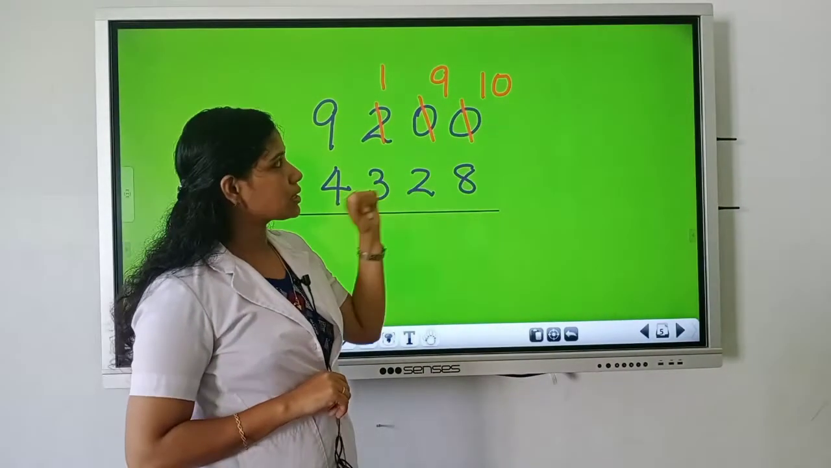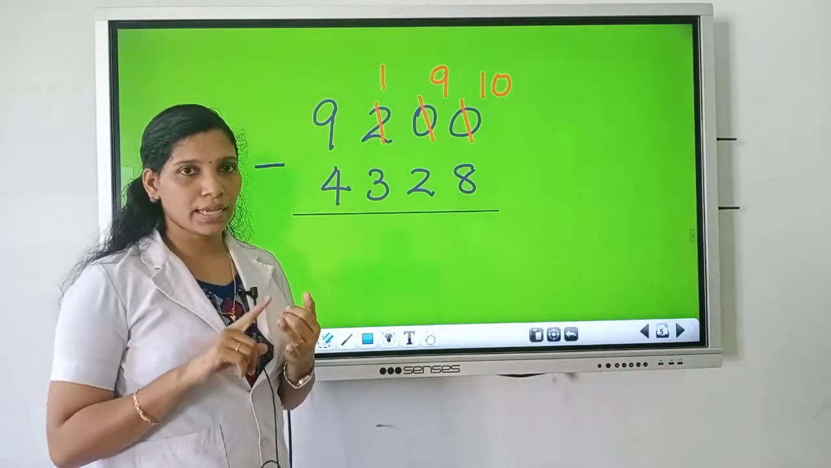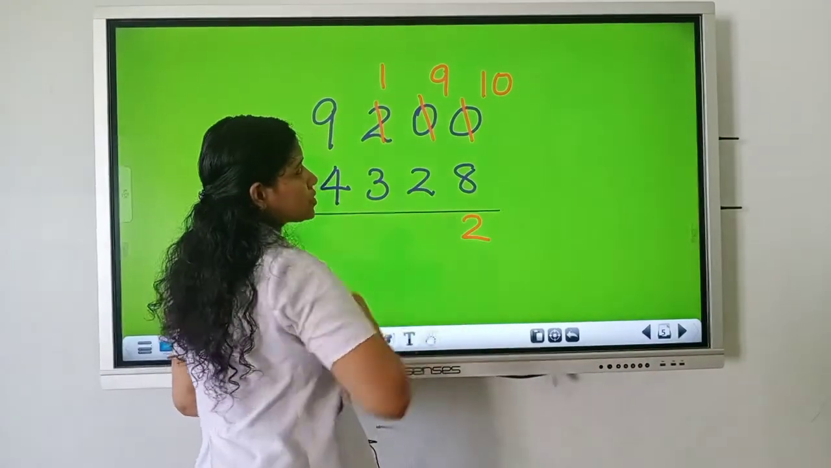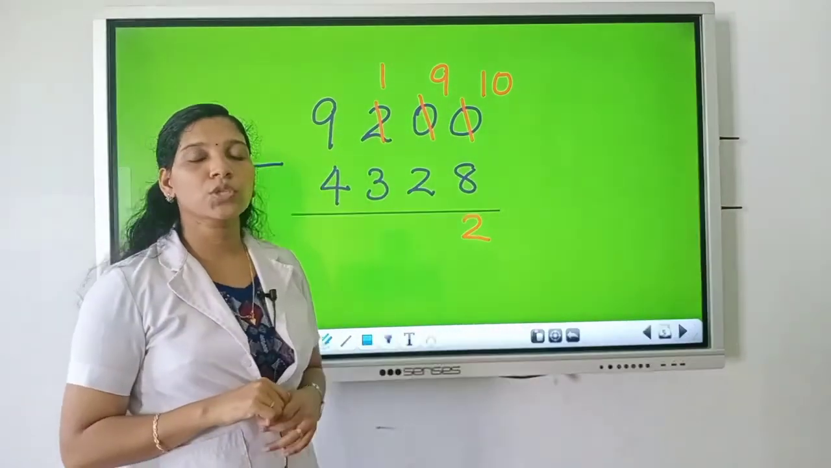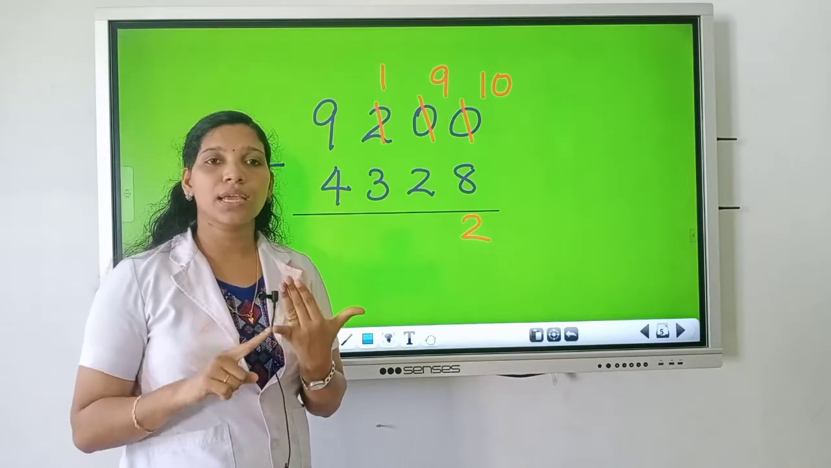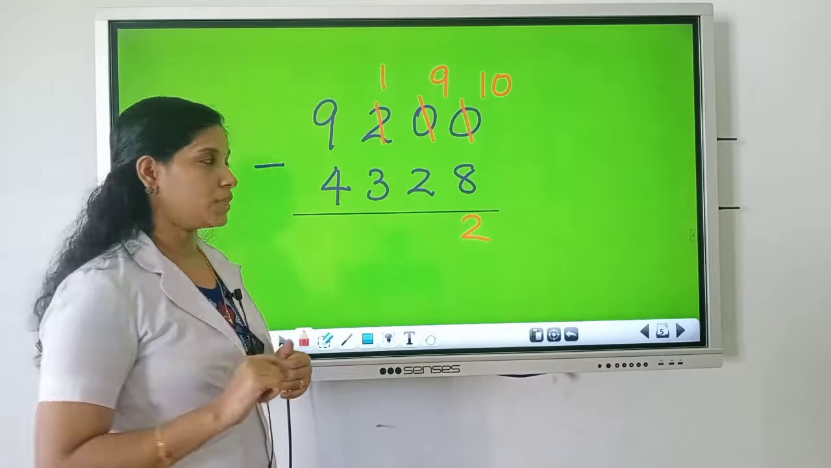Now 10 minus 8. 8, 9, 10. 2. 9 minus 2. To 2, how many numbers you will be adding? 3, 4, 5, 6, 7, 8, 9. 7 numbers.